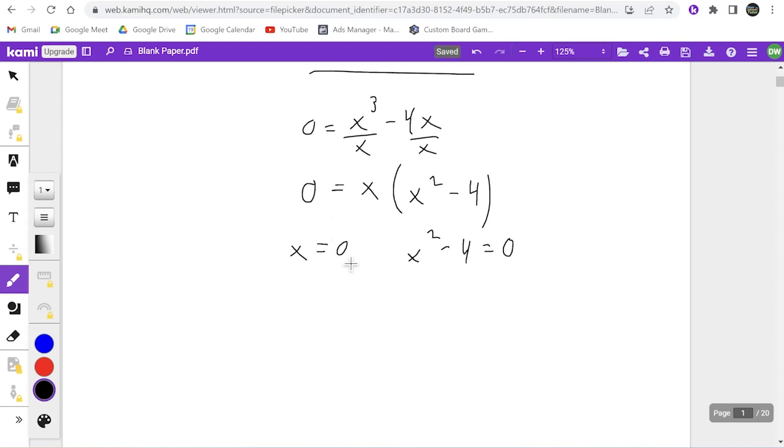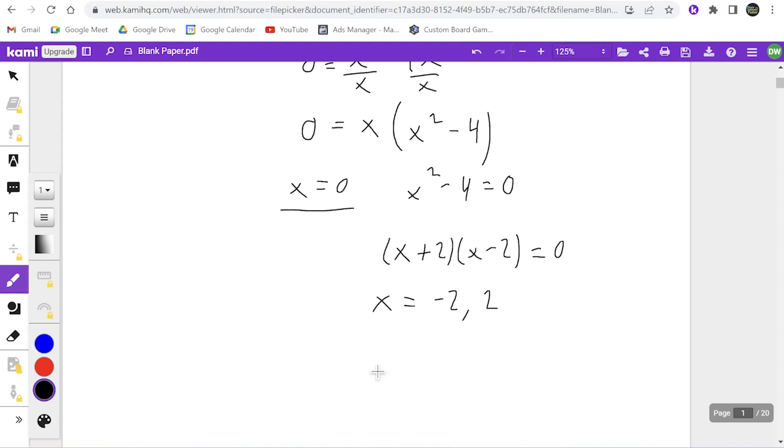First solution, x equals 0, that one's obvious. x equals 0 is one solution. For x squared minus 4, there are 2 ways you can solve it. It doesn't matter. The way I'll do it today, I'll factor this. x squared minus 4 is (x plus 2)(x minus 2) equals 0. So that means you get the solutions -2 and +2 as our answer.